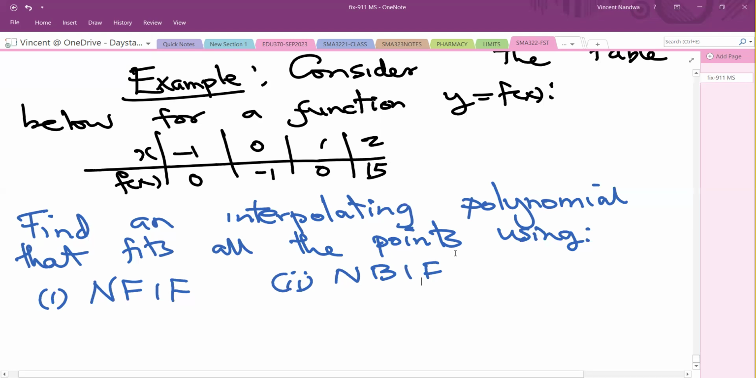Can you be trusted in drawing the difference table for this table? Okay, it's not yet your turn to suffer, it will come.